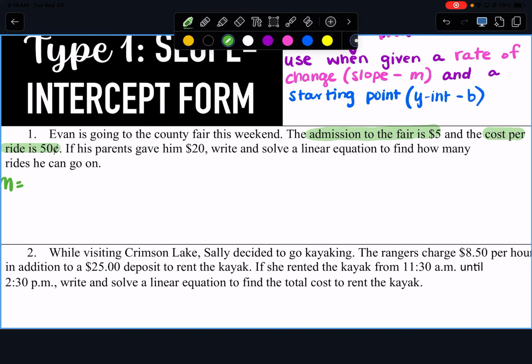It'd be my 50-cent cost per ride. How do you determine that? Which one of those is a rate? Is it just the $5 admission fee? Is that a rate? Or would it be the cost per ride? That's the rate, and it would be the cost per ride.